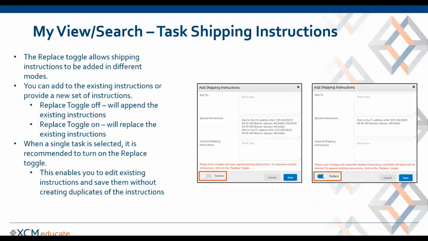If you would like to replace the instructions, then if we look into the next image and look at the replace button, we have that turned on. When the toggle is switched on, it's going to replace the existing instructions. Okay? We do recommend that if you're working with a single task, that you leave the replace toggle on. That way, it's going to allow you to edit the existing instructions and to save them without creating duplicates. But you do have the option to do both.